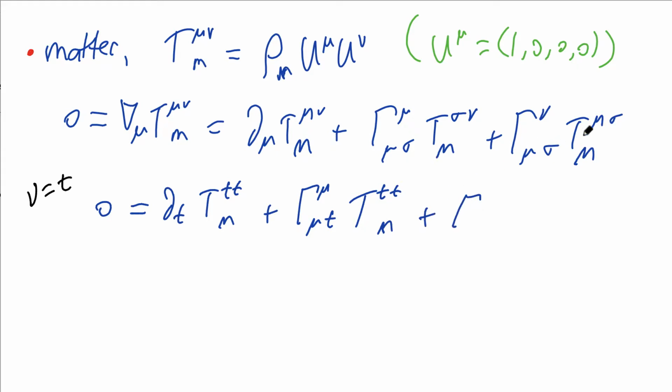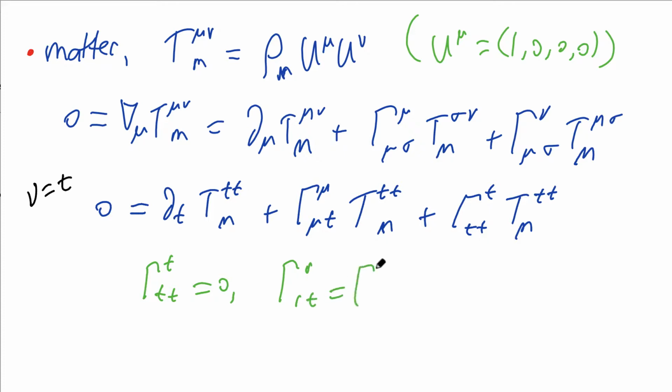And this is mu and sigma must both equal T. We've selected nu to equal T, so this is gamma T, T sub m, Tt. Now we can compute the Christoffel symbols for the Robertson-Walker metric, and what we find is that the TTT component vanishes, and the RRT, theta theta t, and phi phi t components are all equal to A dot over A.